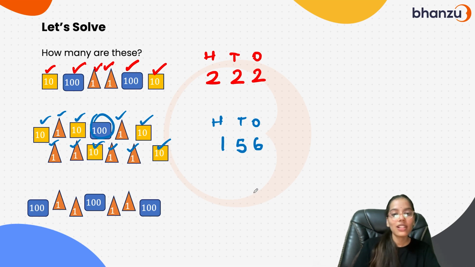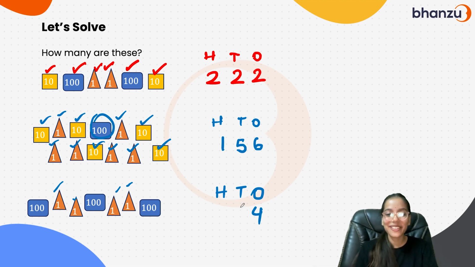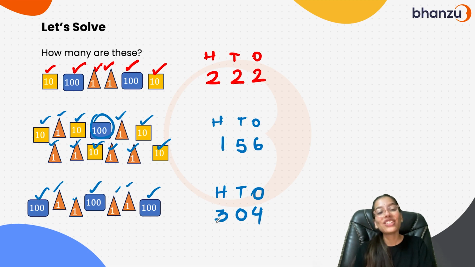Got it? Up next we have another question. Let's solve that also. Let me write ones, tens, hundreds. How many ones do we have? 1, 2, 3, 4. 4 ones I have. And how many tens do we have? Let's quickly check. Oh, there are no tens. So what should I write? Correct. I have to write 0. Very good. And how many hundreds do I have? 1, 2, 3. 3 hundreds. So what is the number that we got? 304. I hope you understood this.